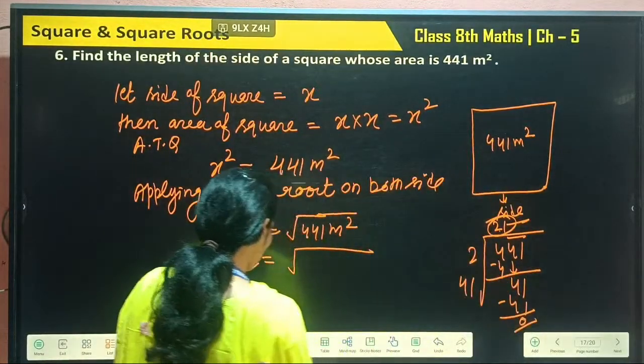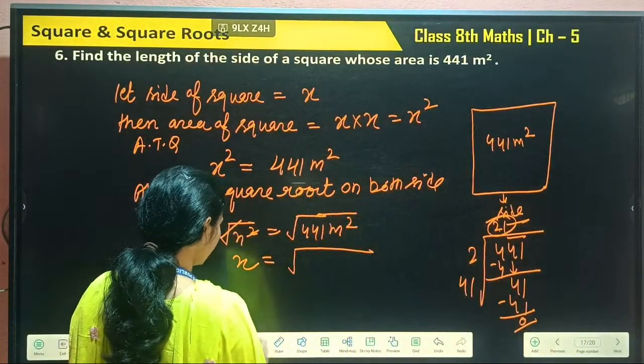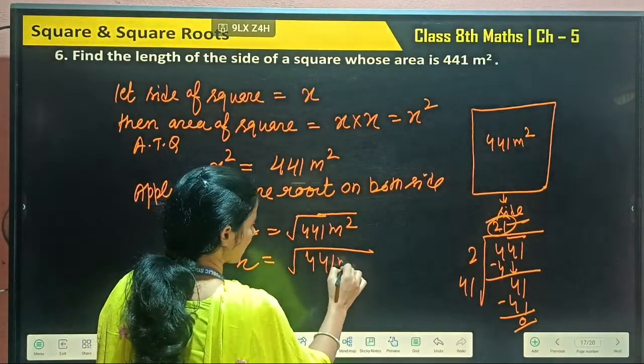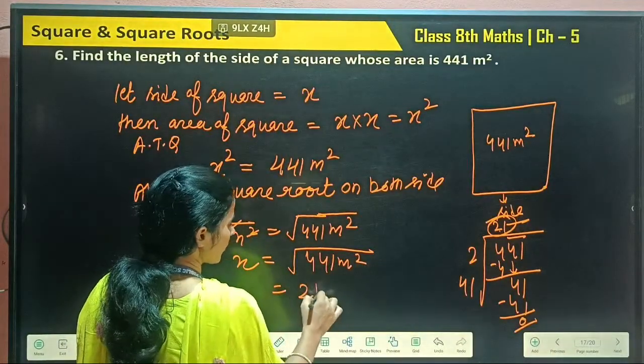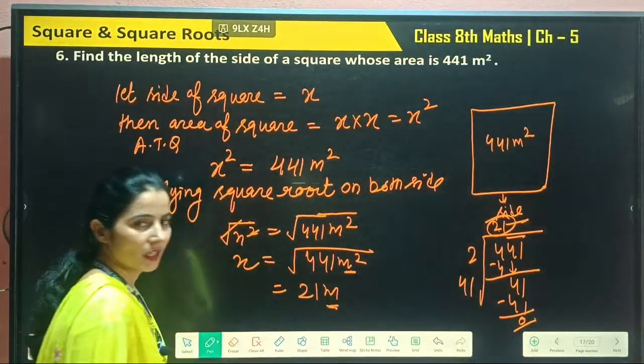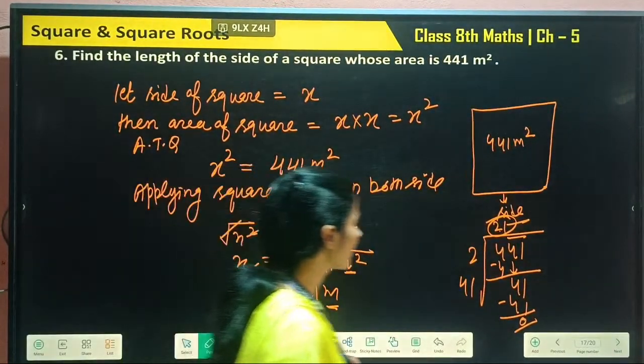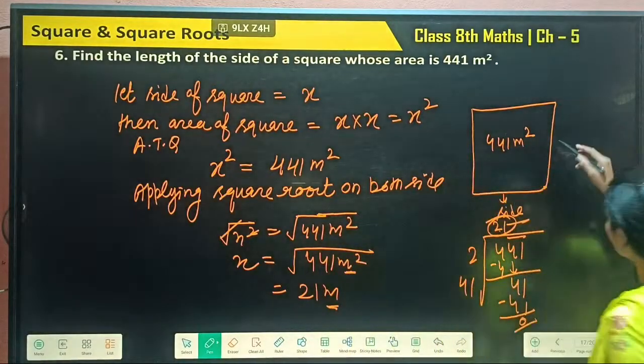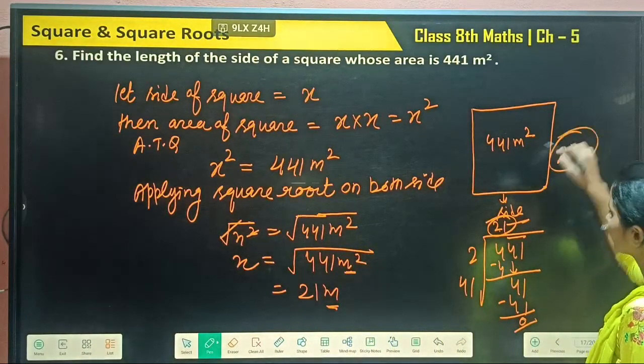Its square root will be, write 441 meter square as it is, and it is 21 meter square. This meter square, 1 meter will be there. So what is the side of this square? The side of the square is 21 meter.